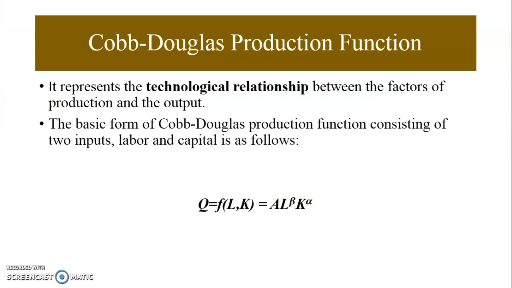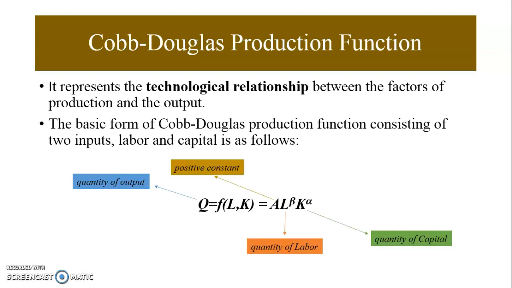So this function represents the technological relationship between the factors of production and the output, and this is the basic form of Cobb Douglas production function, where Q is quantity of output, L is labor, K is capital, A is positive constant, and alpha and beta are also constants between values 0 to 1. And strict Cobb Douglas production function says that alpha plus beta is always equal to 1. But this is just the strict Cobb Douglas production function. It doesn't hold true always.